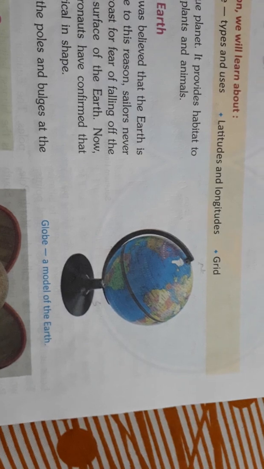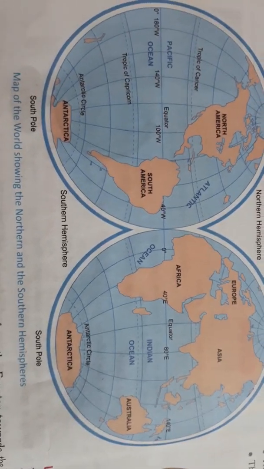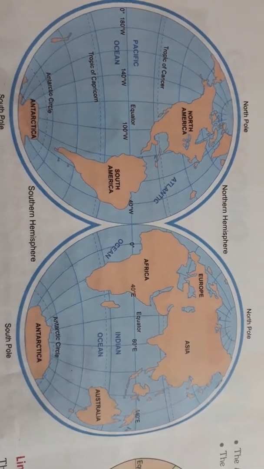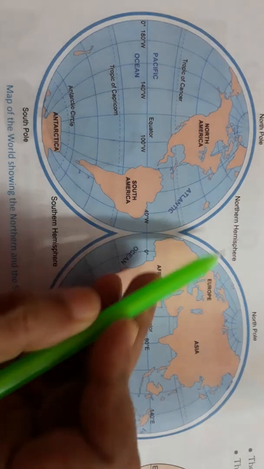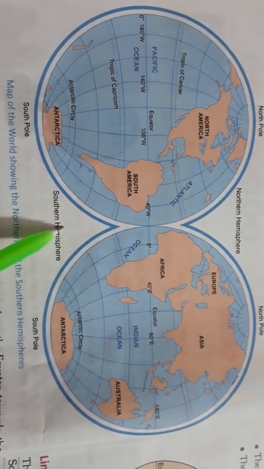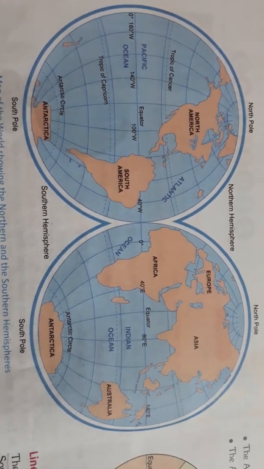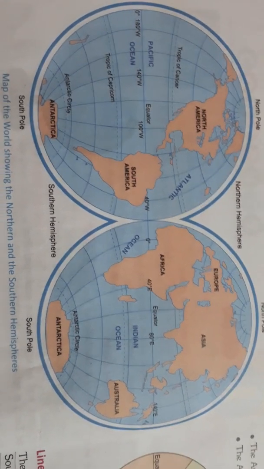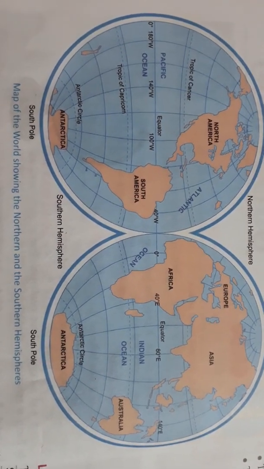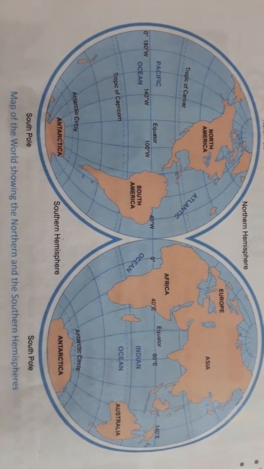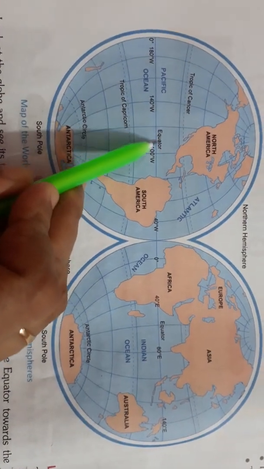Now you can see here the hemispheres. Okay, the northern hemisphere and the southern hemisphere. Now you will have to know what the northern hemisphere is and what the southern hemisphere is. Okay, now the equator. First you will have to know about the equator. You can see here the equator, this line.